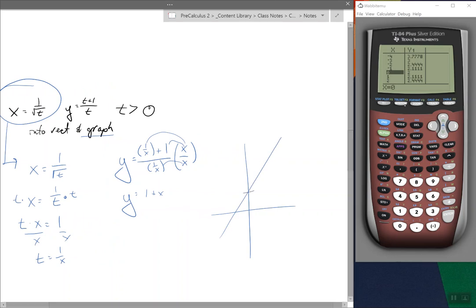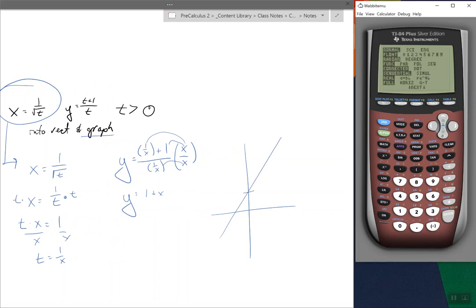The parametric, just to make sure we did it right, we'll go back into the parametric mode, and we'll do 1 divided by the square root of t, and quantity t plus 1 divided by t. And we have, that'll work.